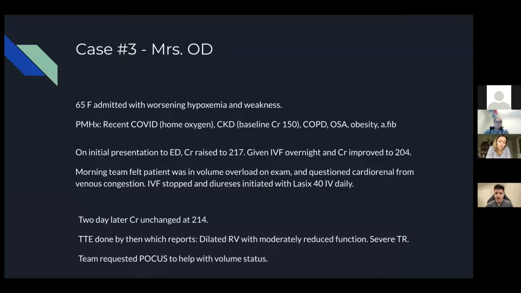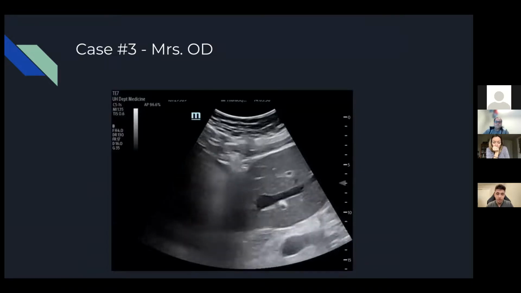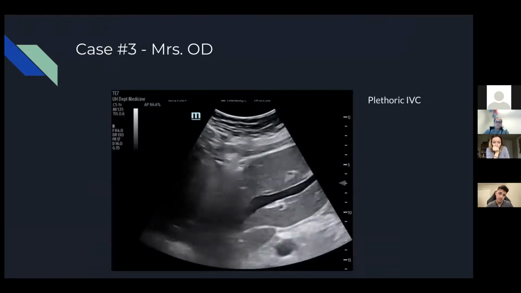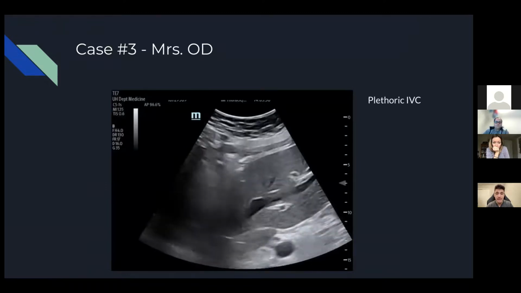Two days later, creatinine is more or less unchanged at 214. An echo is done, which reports that she actually has a dilated RV, moderately reduced function, and notably severe TR. The team at this point, given the creatinine not really budging, requested a POCUS to help with her volume status. Okay, so jumping into her IVC study here, as you can see, it looks quite plethoric. Unfortunately, a measurement was not taken at this time.